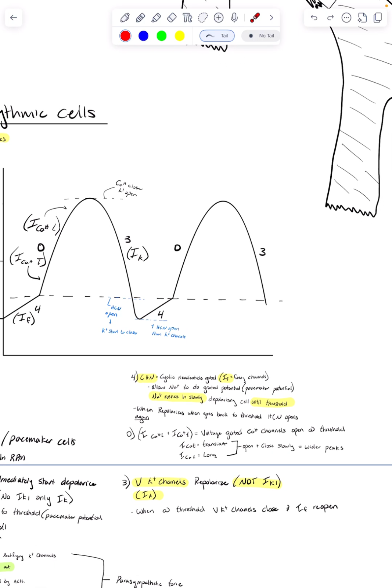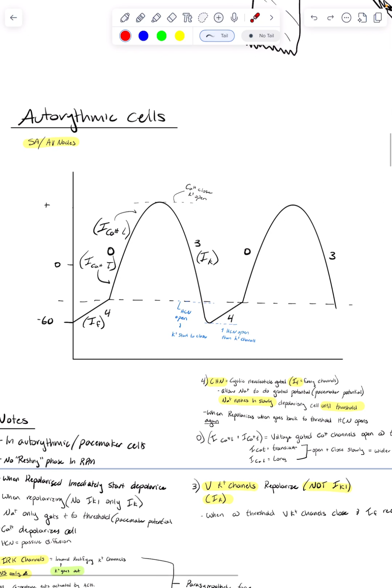But these are not IK1 channels that we'll see in contractile muscle cells. These are just potassium. They're different types of cell. But what's really big about this is the fact that what causes depolarization is calcium, not sodium. That's something that's very unique to these autorhythmic cells.